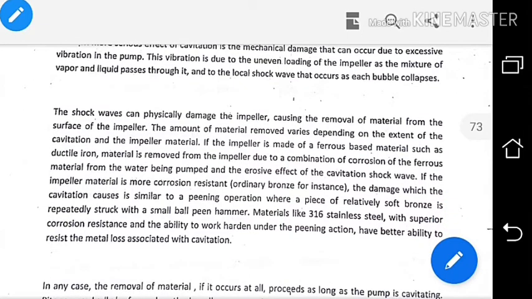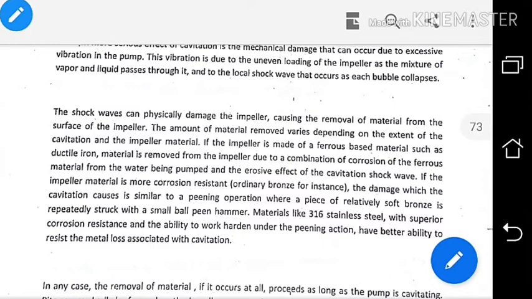A shock wave can physically damage the impeller, causing the removal of material from the surface of the impeller. The amount of material removed varies depending on the extent of the cavitation and the impeller material. If the impeller is made of ferrous-based material such as ductile iron, material is removed from the impeller due to the combination of corrosion of the ferrous material from the water being pumped and the erosive effect of the cavitation shock wave. So if the material of the impeller is ferrous-based, it will be eroded, firstly by the corrosion and secondly by the cavitation shock waves. This cavitation shock wave can damage and remove the impeller material.